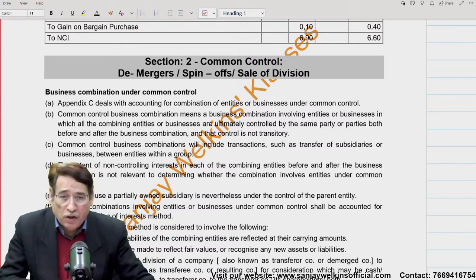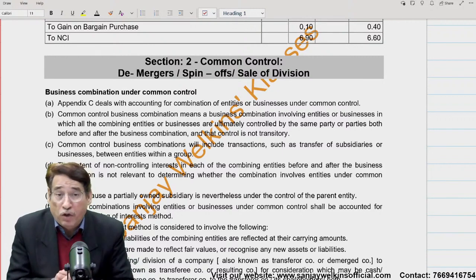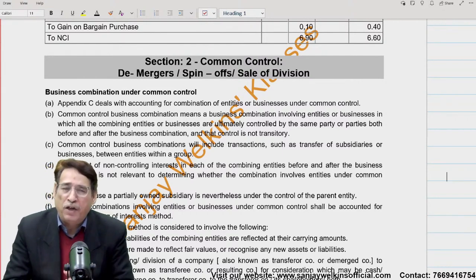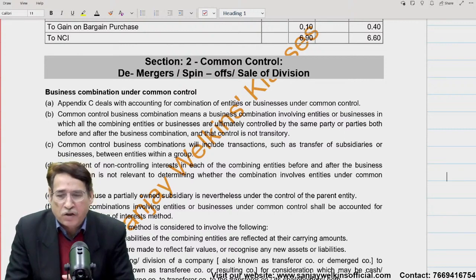And now, as I told you, this is the third session, and it's a pretty prominent one. In this one, we are going to have a discussion with respect to common control. And when we say common control, directly or indirectly, it also means we are going to have a bit of discussion with respect to terms like demerger, spin-offs, or sale of division. In fact, we will see later on that all these terms are used synonymously.